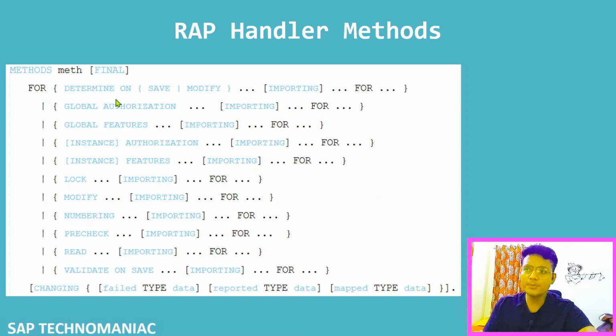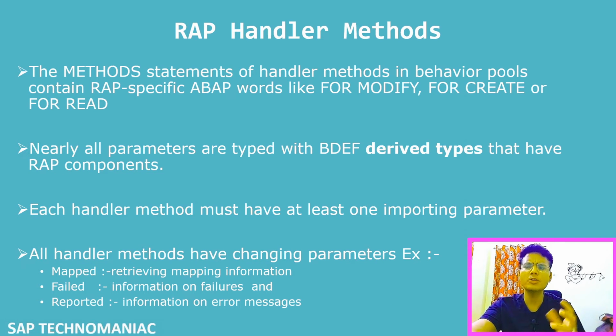Apart from this, we have to define the method, then the method name, for which operation, and we have to specify the importing and exporting parameters. Importing, then again we have to specify for what purpose you want to import, and apart from the importing parameter we have the changing parameter. At least one importing parameter is mandatory, you have to make sure. In the changing parameter you mainly have these three: failed, reported and mapped. We'll discuss more about this later, this is just an overview.